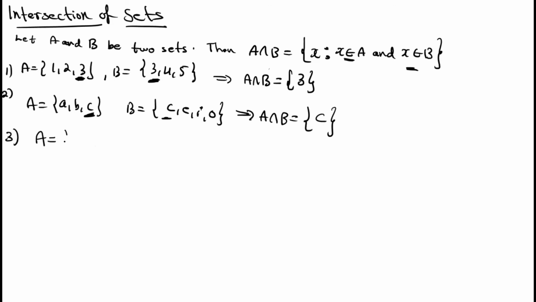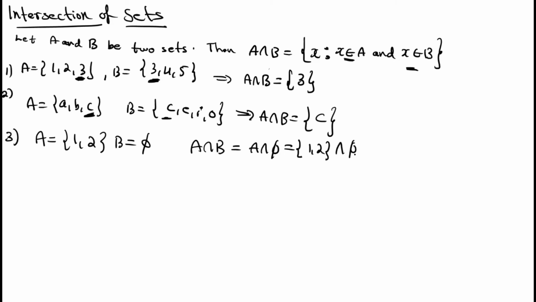Now take the third example. A is equal to {1, 2} and B is equal to the empty set. Find A intersection B. A intersection B is equal to A intersection empty set. That is equal to set {1, 2} intersection with the empty set.